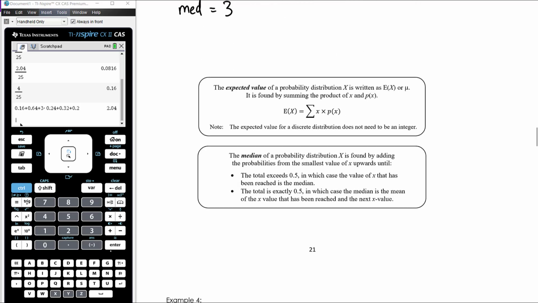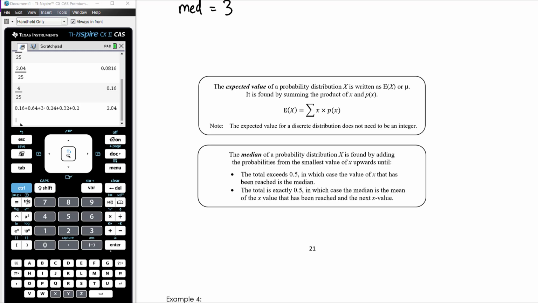Okay, so the expected value of a probability distribution is written as E(X). We can also use the Greek letter mu for the mean. We tend to use mu when we're dealing with continuous distributions and E(X) when we're dealing with discrete distributions, but both are technically interchangeable.